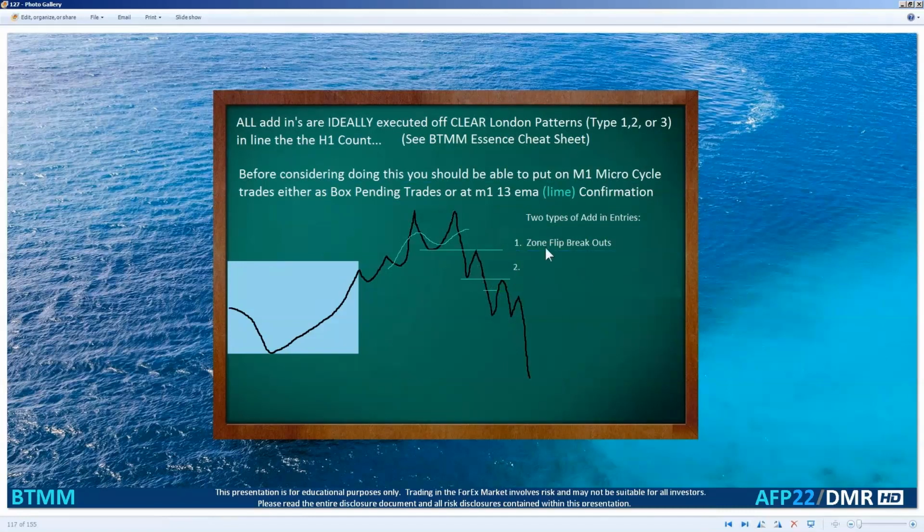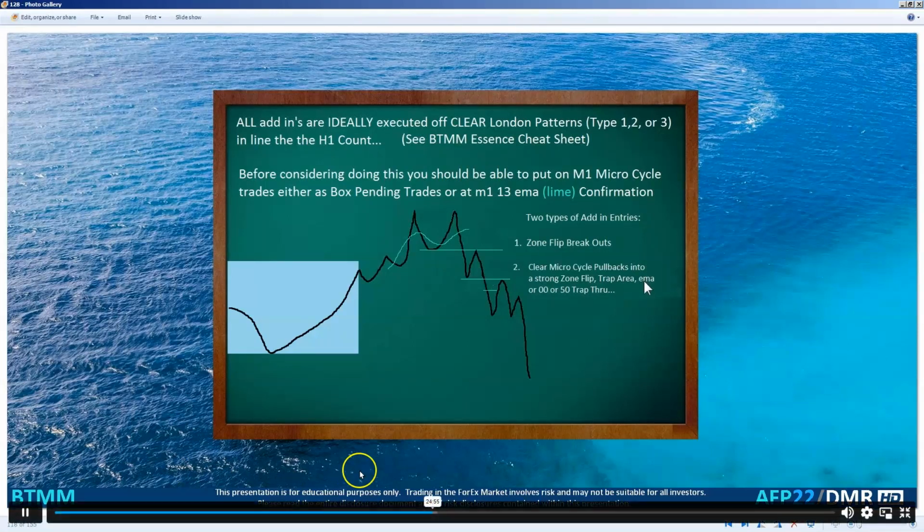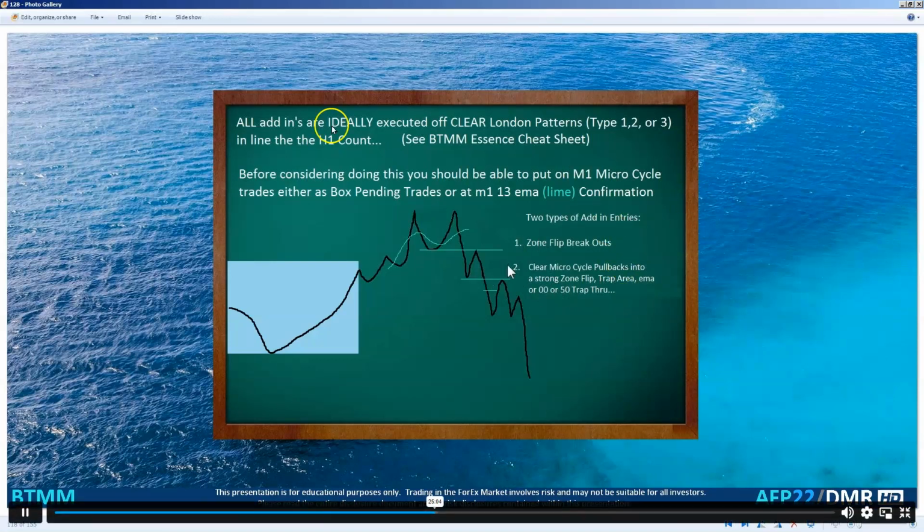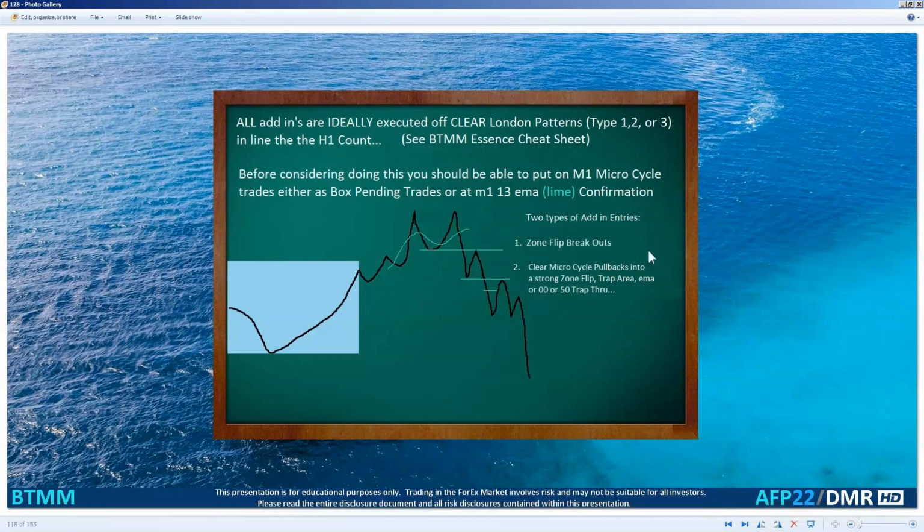All right, so that was our first style of add-in. Let's talk about our second style of add-in. The second style of adding in, which many of you have already been engaged in without knowing it, is a clear microcycle pullback into a strong zone flip, into a trap area, a microcycle pullback into a key EMA, water, Mayo, a clear microcycle pullback into a 0, 0, or 50 trap through, or any combination of the above. So this is like a mini multi-time frame pre-confluence here.